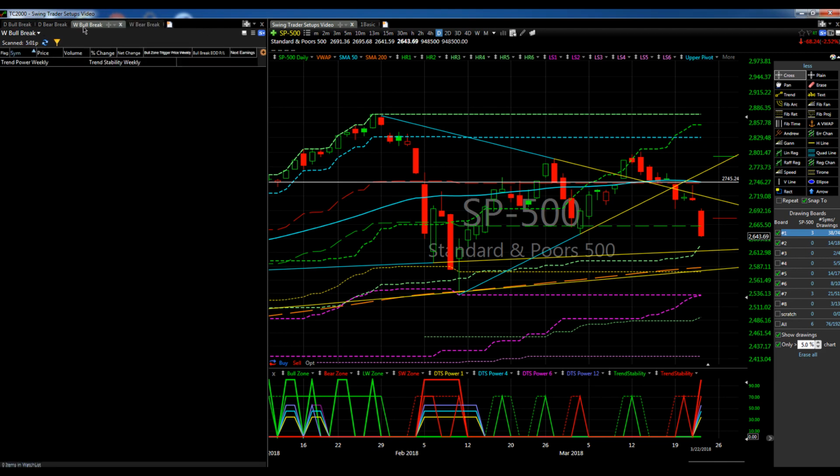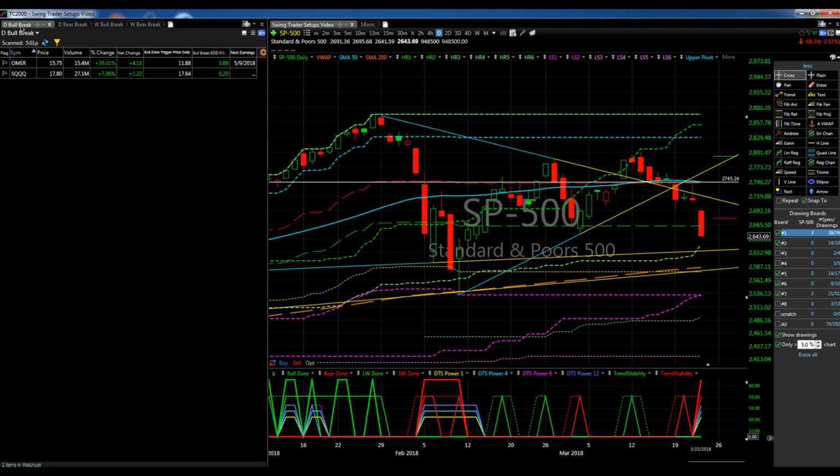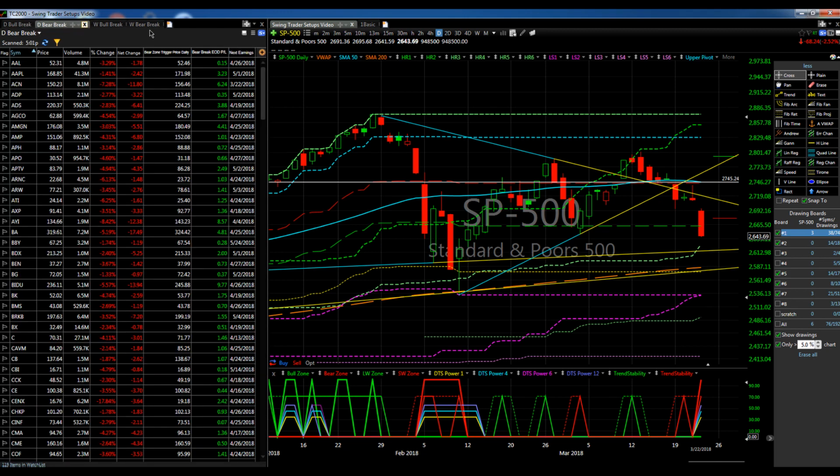Bull list won't need any pausing. Got nothing on the weekly bull list this week. There were a few that were up there a few days ago. They're gone now. So nothing closed into the weekly bull zone. We'll do the bears at the end. There's 2 daily bulls, daily bull breaks. And then the bear list.